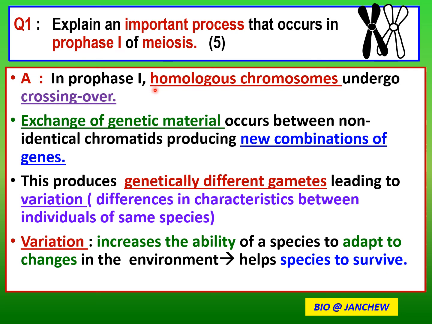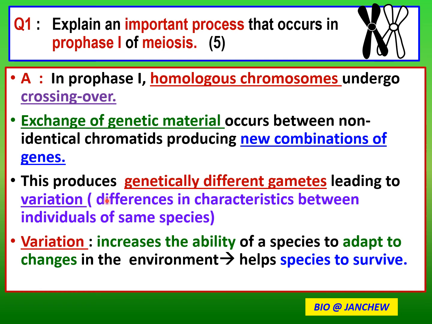So in prophase I, homologous chromosomes undergo crossing over. The exchange of genetic material or segments of DNA occurs between non-identical chromatids, that means between the paternal chromosome and the maternal chromosome, producing new combinations of genes, new combinations of paternal and maternal genes. Now, this produces genetically different gametes from one individual. So an individual will produce gametes that are mostly genetically different, leading to variation.